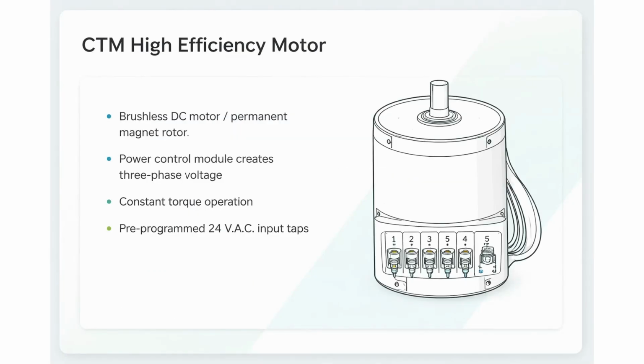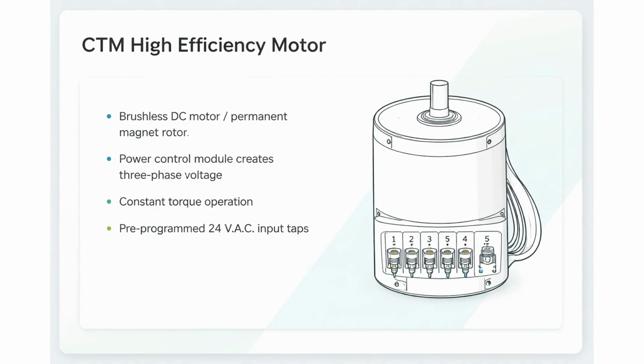Shifting gears, let's examine the CTM high-efficiency motor. This motor utilizes ECM technology, but without the complex matrix of programming options found in the ECM2. It behaves somewhat like a traditional PSC motor. As static pressure increases, airflow goes down, and as RPM increases, amperage goes down. However, it maintains high efficiency by using a brushless DC permanent magnet rotor and a power control module that creates three-phase voltage from a single-phase line.